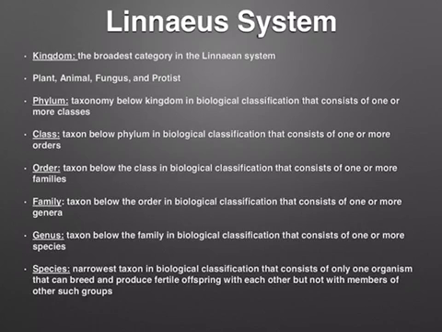Orders are below class, and they consist of 1 or more families. Then we have families, which is a little more specific than an order. And then we have genuses, which are more specific than families. And then lastly, we have species, the narrowest or most specific taxon in biological classification, and they will only have 1 organism.